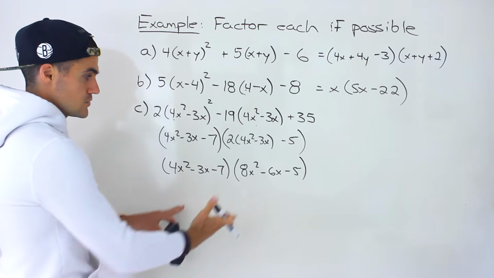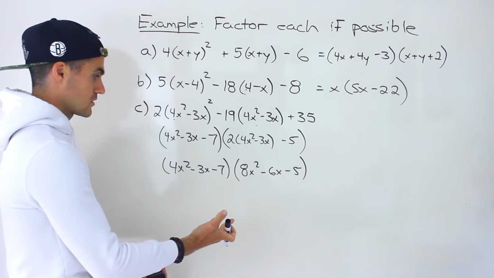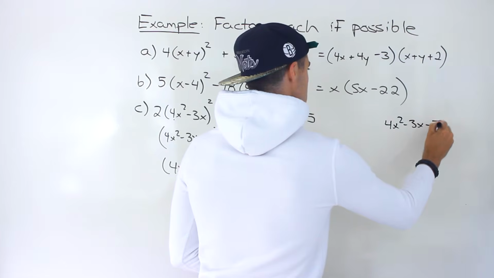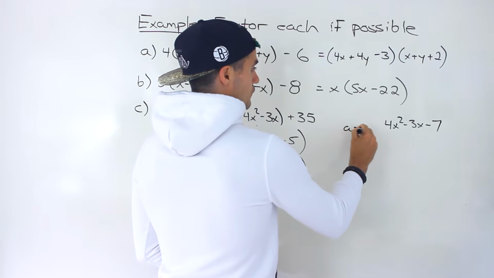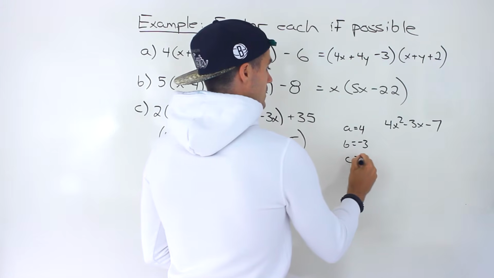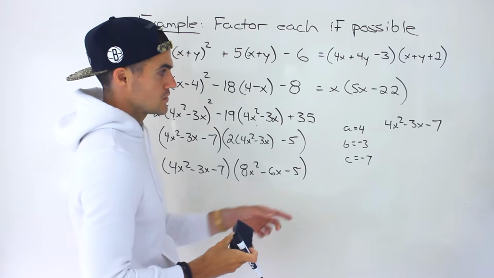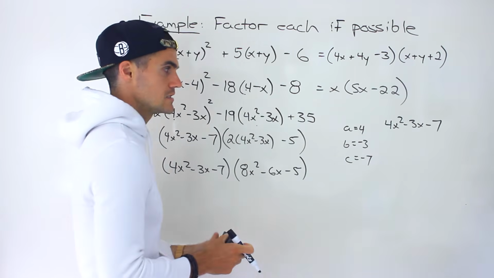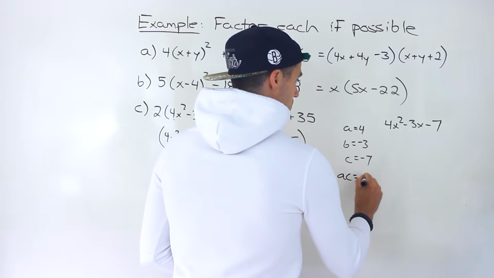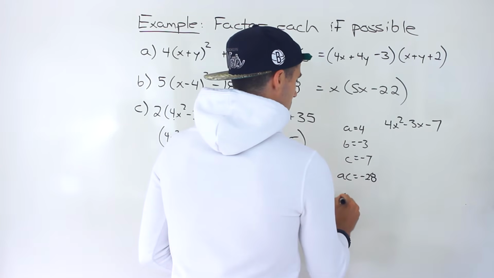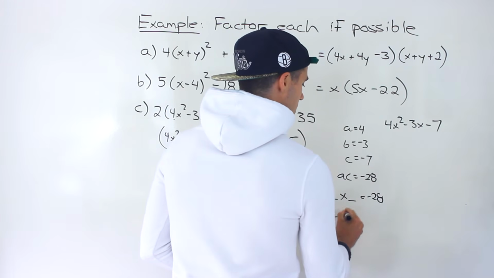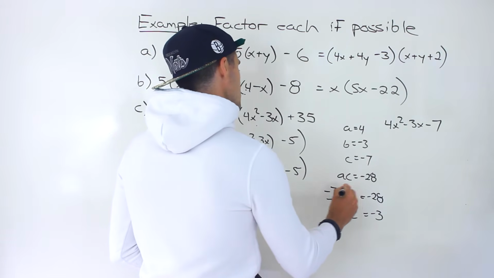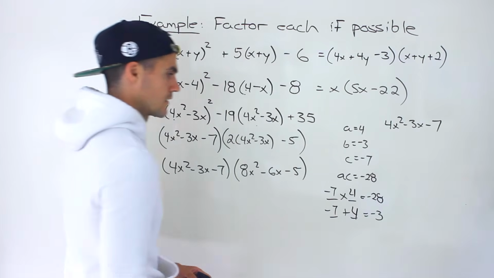Now you want to check: can these brackets factor further? Let's look at them one by one. We have 4x squared minus 3x minus 7: the a value is 4, the b value is negative 3, the c value is negative 7. Sorry, first off, I forgot to mention, we check if we can take out a greatest common factor. In this case we can't, so we go straight into decomposition. AC would be negative 28, two numbers that multiply to negative 28 and add up to the b value of negative 3. It would be negative 7 and 4.